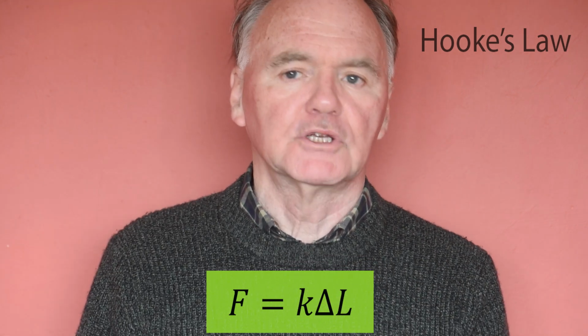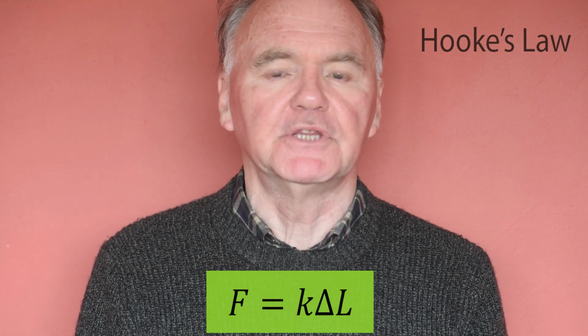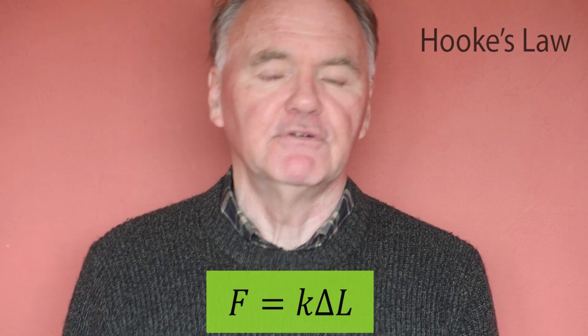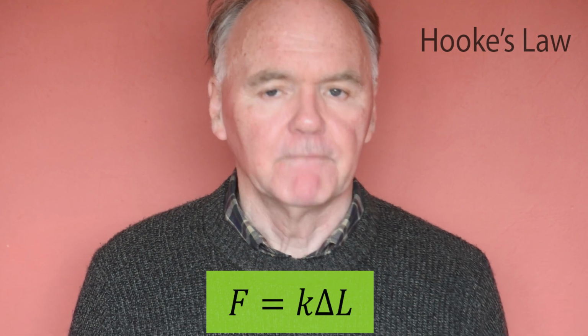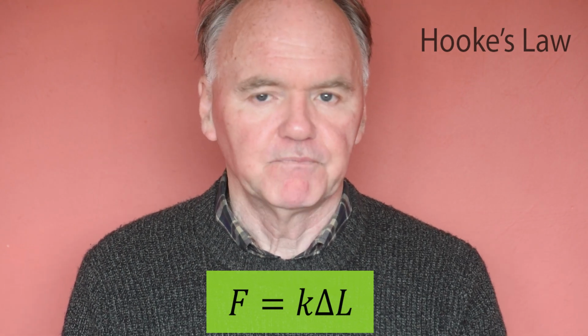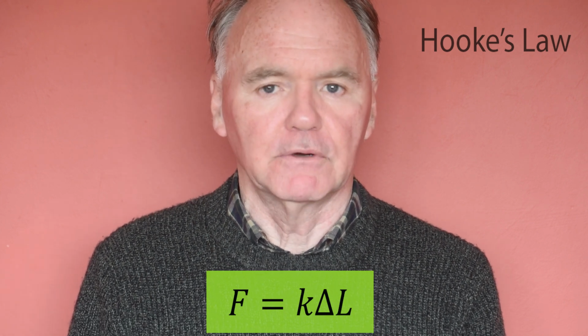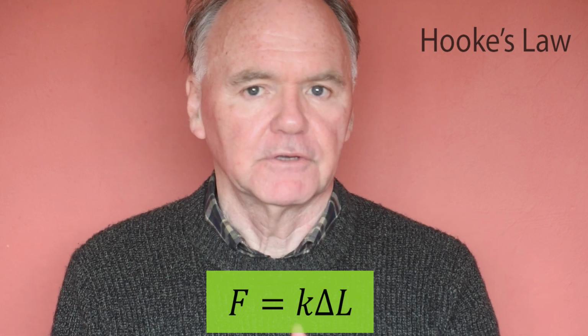So for example, suppose you've got a spring constant of 10 newtons per meter. That means it will take a 10 newton force to extend it by 1 meter. If you've got a spring with a spring constant of 20 newtons per meter, then 20 newtons is required to extend it by 1 meter. And this is how we choose our spring constant. The larger the spring constant, the stiffer the spring.